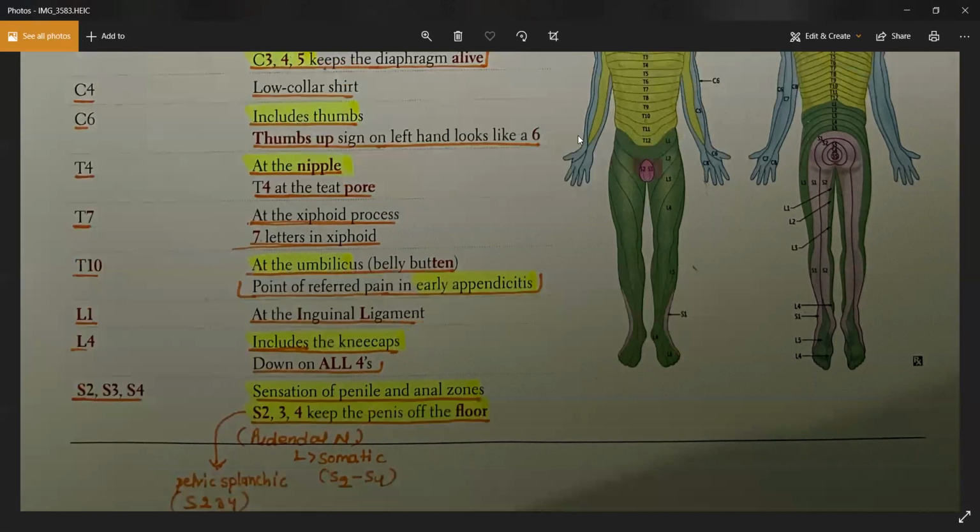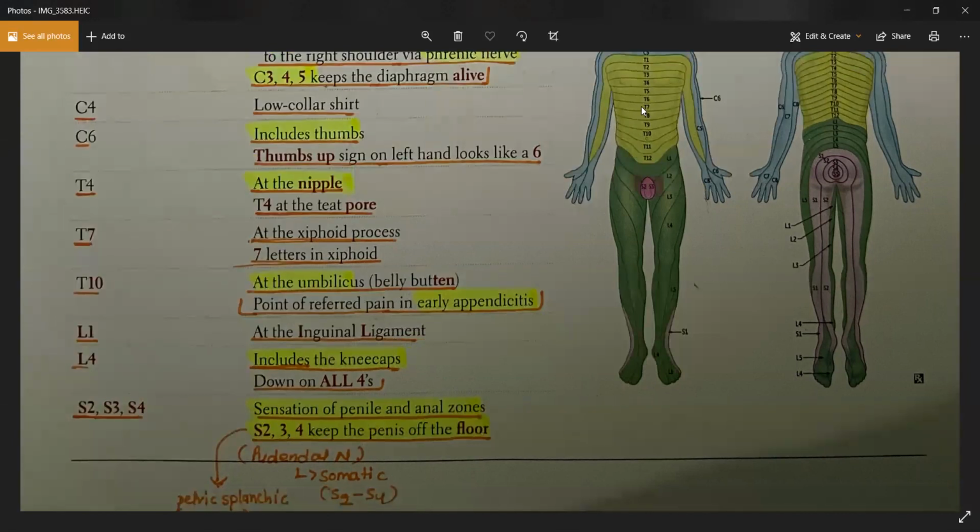Then you have T7, where the xiphoid process lies, right? Okay, T10 for the umbilicus. And whenever you have any kind of pain, irritation, or infection in your midgut, the pain always refers to this T10, right? The appendicitis pain, for example.